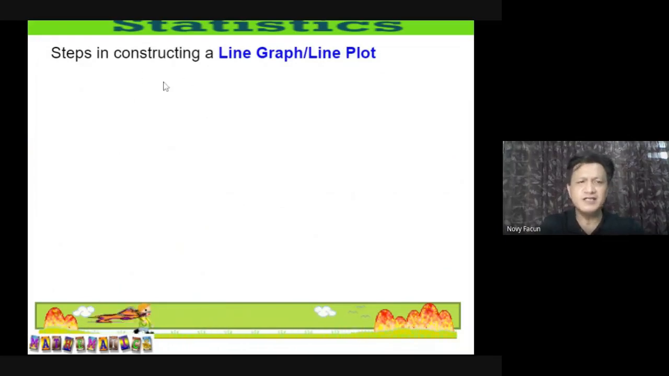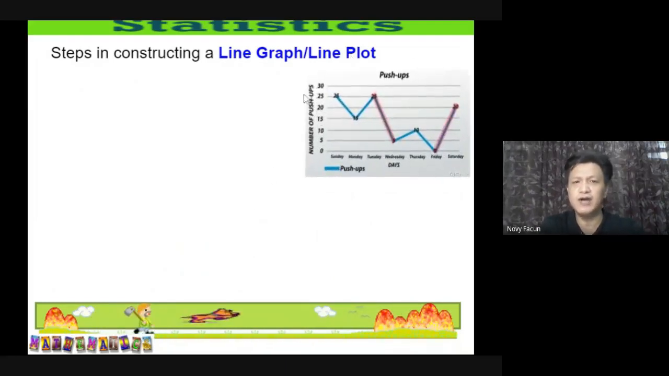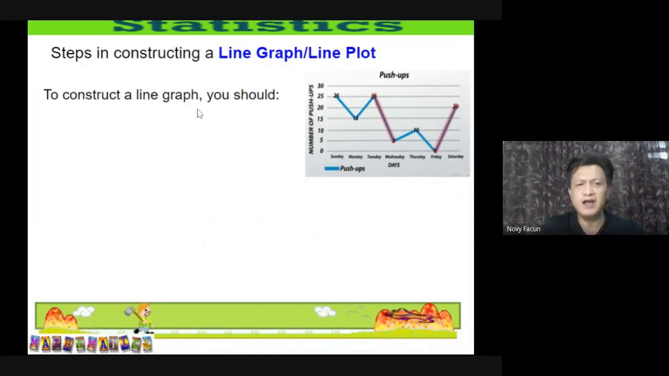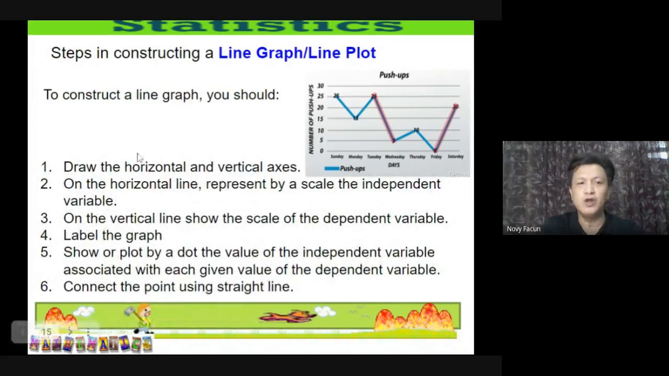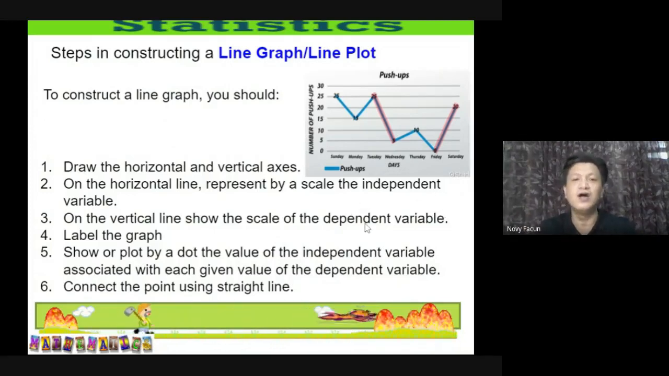Okay, so next na, we also have the steps in constructing a line graph or line plot. Take note, ito yung ating halimbawa. Paano ba tayo gagawa ng line graph na to? So to construct a line graph, number 1 step, draw the horizontal and vertical axis. Pag horizontal, pahiga. Vertical, nakatayo siya. And then, on the horizontal line, represent by the scale the independent variable. For example, days. Yun yung category natin dyan.